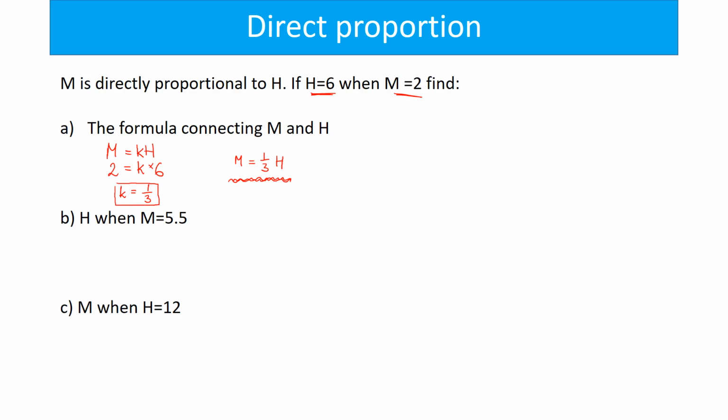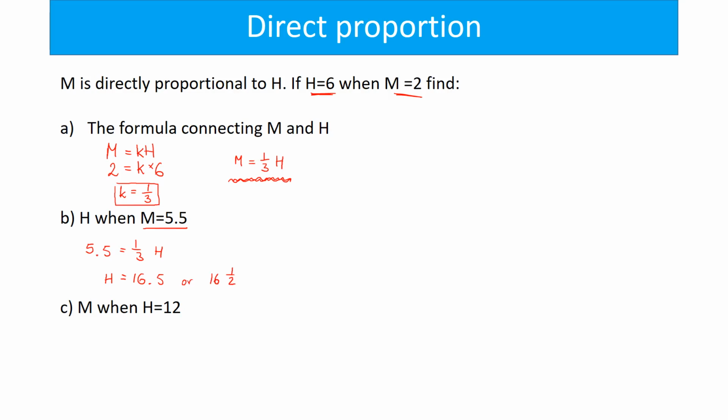For example, I can find h when m is equal to 5.5. So m equals 5.5, and I'm going to put this value into the formula. So 5.5 equals a third h. To find the value of h, I need to divide both sides by a third, and the answer is 16.5, or 16 and a half.